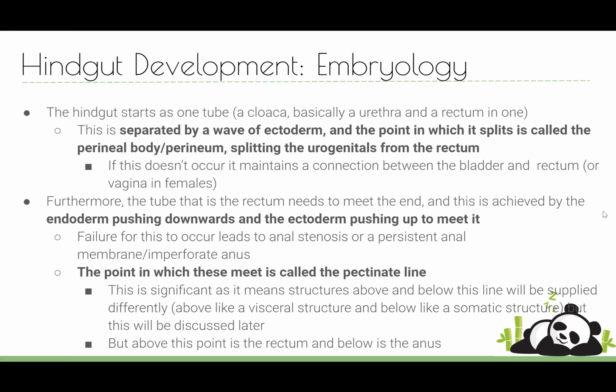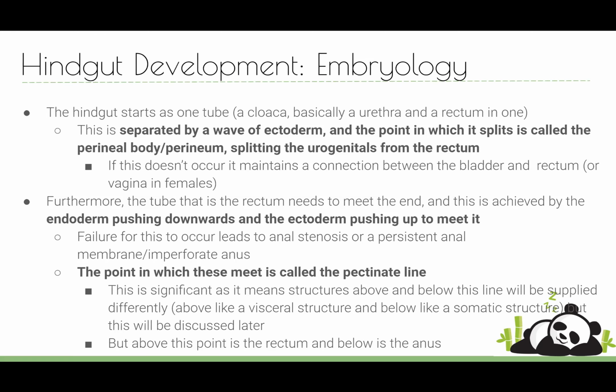As this pushes through, you have the same sort of pushing through on the other side to try and get them to meet. So you get endoderm pushing downwards and ectoderm pushing up to meet those two processes. If this fails, you basically get either anal stenosis, which is like a little hole, or a persistent anal membrane, otherwise known as an imperforate anus, which is basically just got stuff in between.